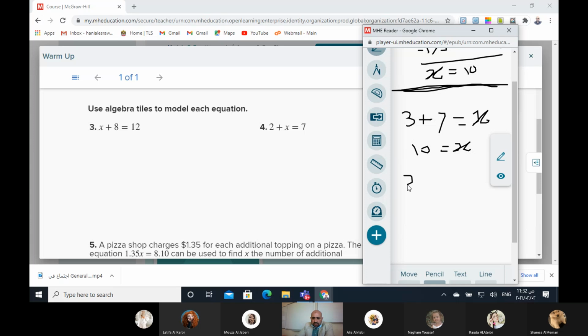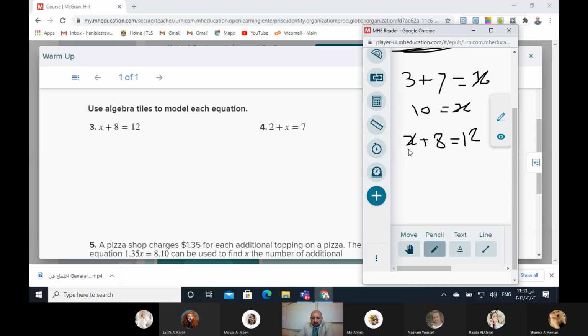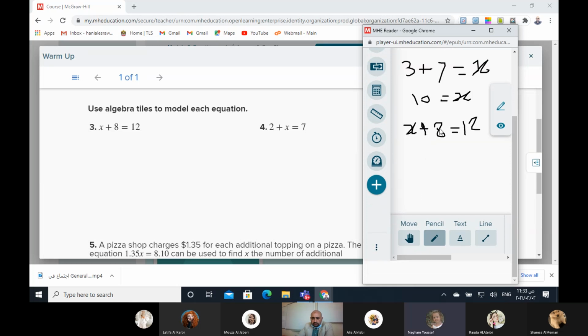Here we have x plus 8 equal 12. Okay. Solve the value of x. What is the solution here? Mr., does x equal 4? Great. So we can remove 8 here. Mr., I'm Alia. My answer is x equal 4. Great. So 8 minus 8 is 0. Now x equal 12 minus 8 will be 4.